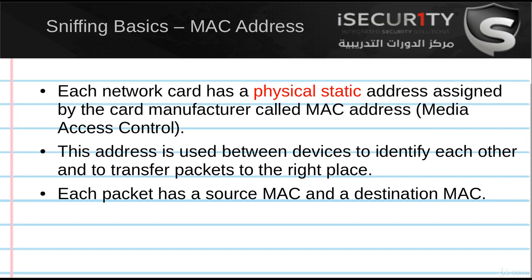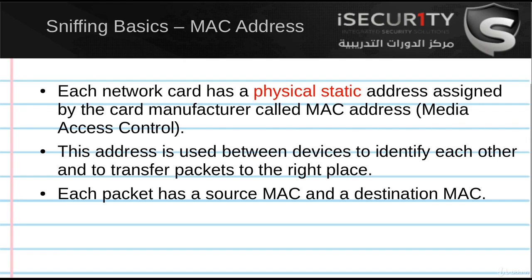The MAC address is used between devices to identify each other and to transfer packets in the right direction. Each packet has a source MAC and a destination MAC, and it travels from the source MAC to the destination MAC. Now, because the MAC address is static and never changes, it can be used to trace you back and to identify your device.